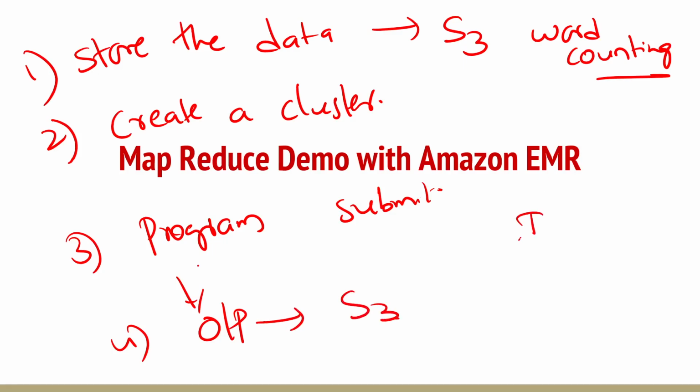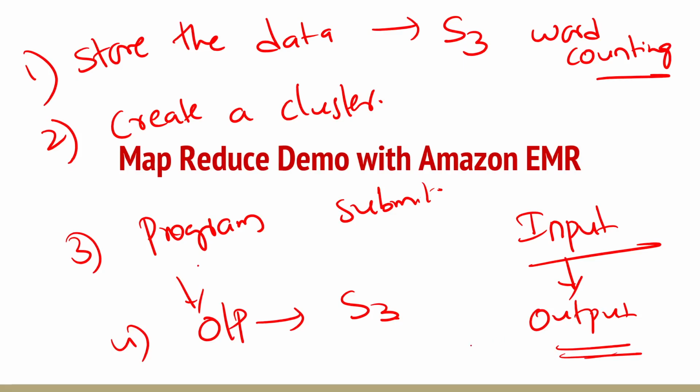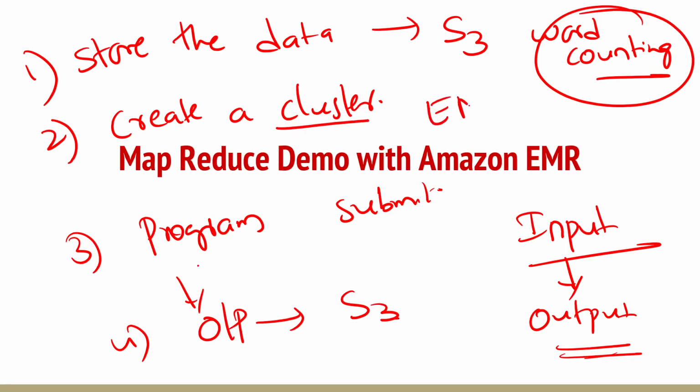Wherever there is an input folder which contains the data, in the same place I will have an output folder which will contain my output data. When I am talking about the word counting example, which you have been seeing already, given some text, it will count the number of times each word has appeared using MapReduce, right? So where do I create a cluster? In EMR.